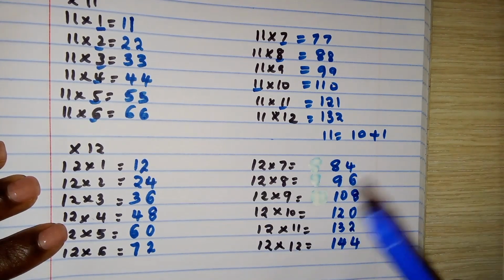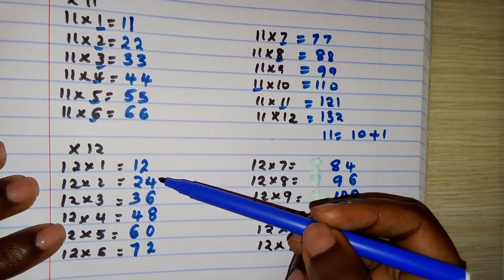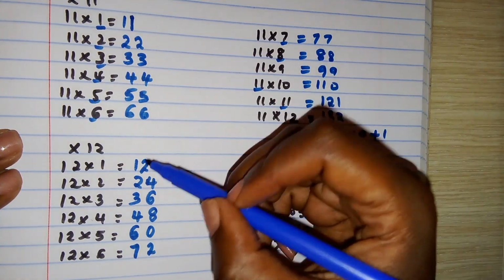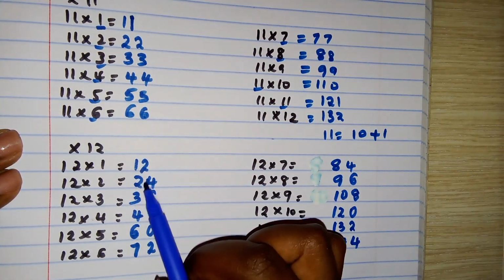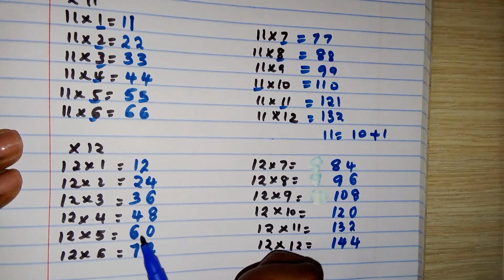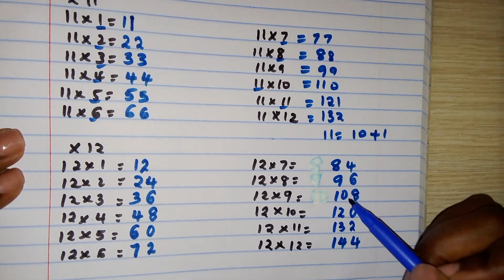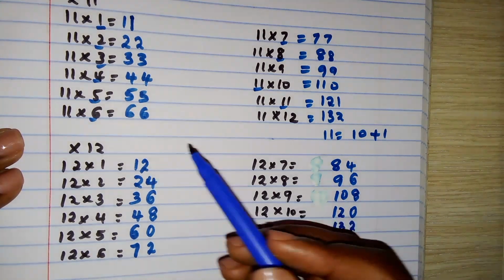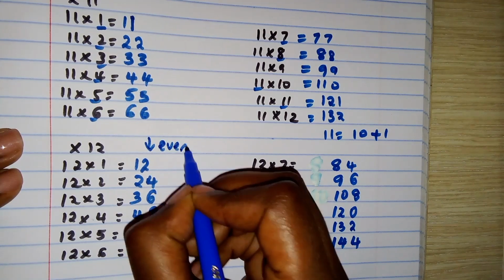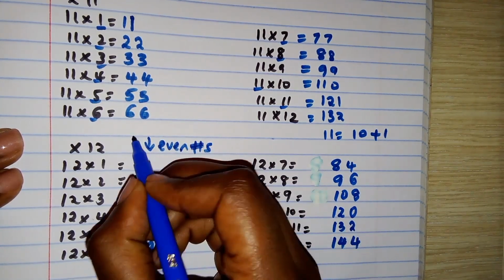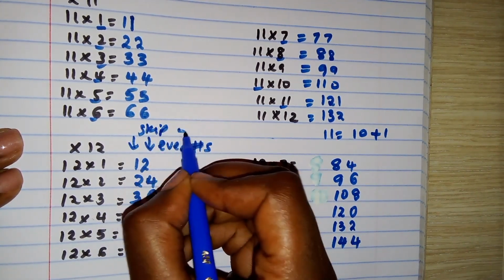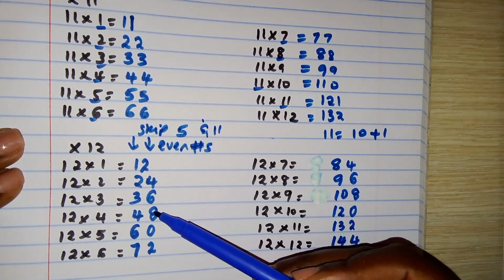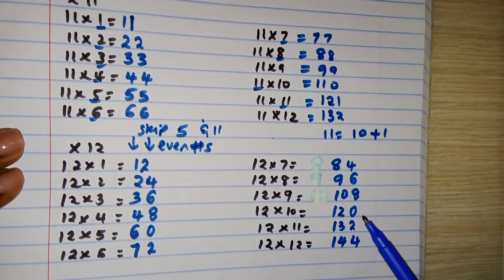Or the other way you can do is just put 12 plus 12 like that until you get to the end. Just to summarize on the 12 times table, for the first digit you write 1, 2, 3, 4, skip number 5, 6, 7, 8, 9, 10, skip 11, 12, 13, and 14. For the second digit, these ones are even numbers, and then skip 5 and 11. So even numbers 2, 4, 6, 8, 0, 2, 4, 6, 8, 0, 2, 4.